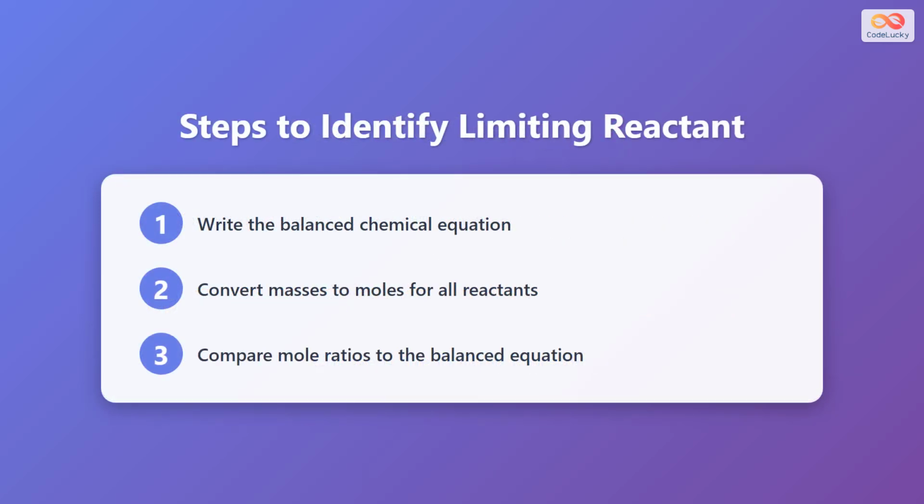To identify which reactant is limiting, follow these 3 steps. Step 1. Write the balanced chemical equation for the reaction. This tells you the ratio in which reactants combine. Step 2. Convert the masses of all reactants to moles using their molar masses. This is important because chemical reactions occur on a molecular level, and moles help us count molecules. Step 3. Compare the mole ratios you have to the mole ratios required by the balanced equation. The reactant that doesn't have enough moles according to the ratio is your limiting reactant.